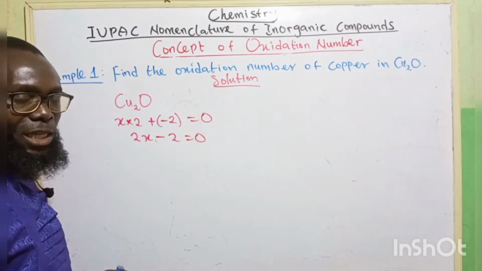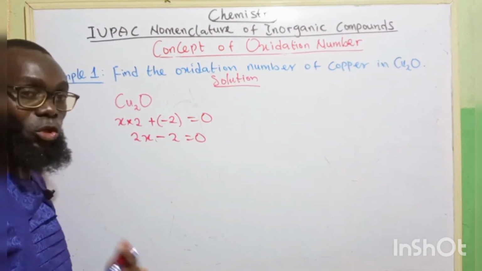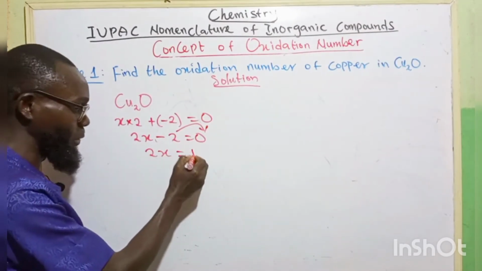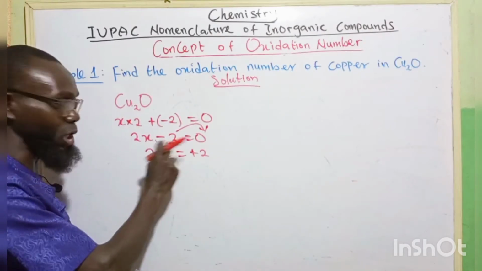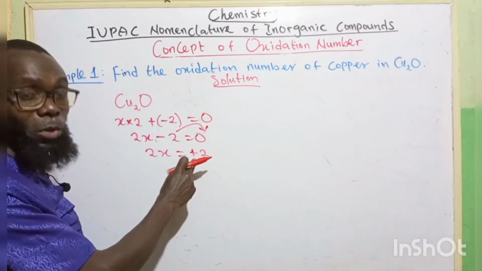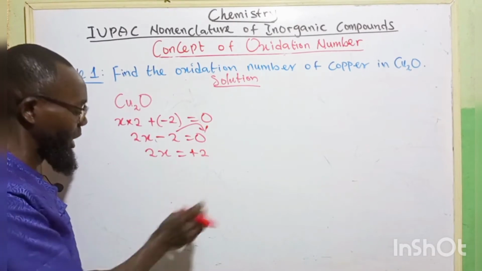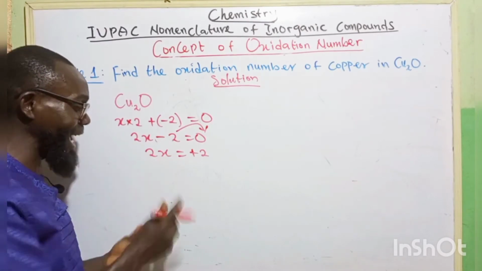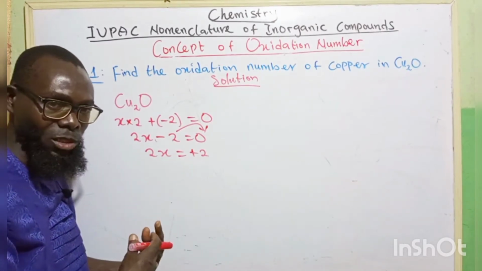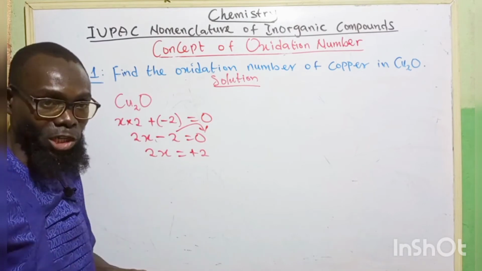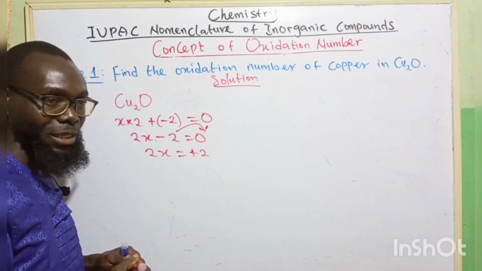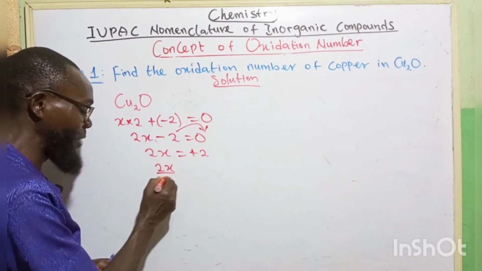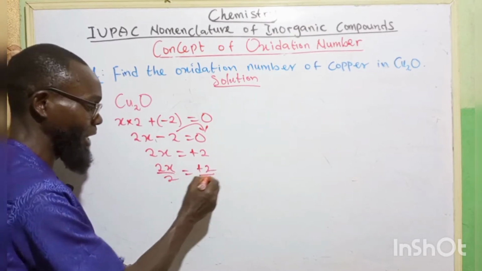The next thing is to leave the unknown on the left and the known on the right. So 2x is equal to plus 2. When a minus crosses the equals sign, it changes to positive. Now to get my x, according to what we have in mathematics, the 2 and x are joined together by multiplication, and the opposite of multiplication is division. So we divide both sides by the coefficient of x, which is 2. So we have 2x divided by 2 is equal to plus 2 divided by 2.